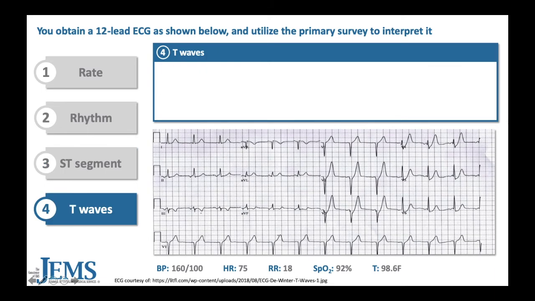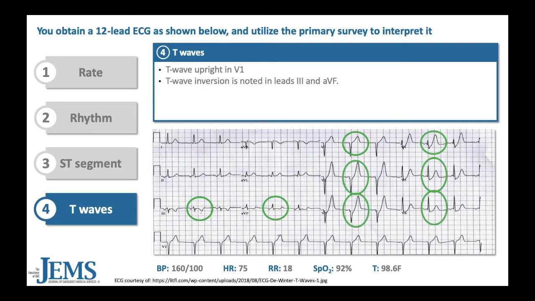Looking at the T waves, we see that there is an upright T wave in V1, which is abnormal. Remember, on a normal ECG, there should be inverted T waves in AVR and V1 only, and upright everywhere else. In addition to that, we can see that there are inverted T waves in leads 3 and AVF. Now looking at leads V2 through V6, we can see that they have tall peaked T waves that are accompanied by that aforementioned upsloping ST segment depression.